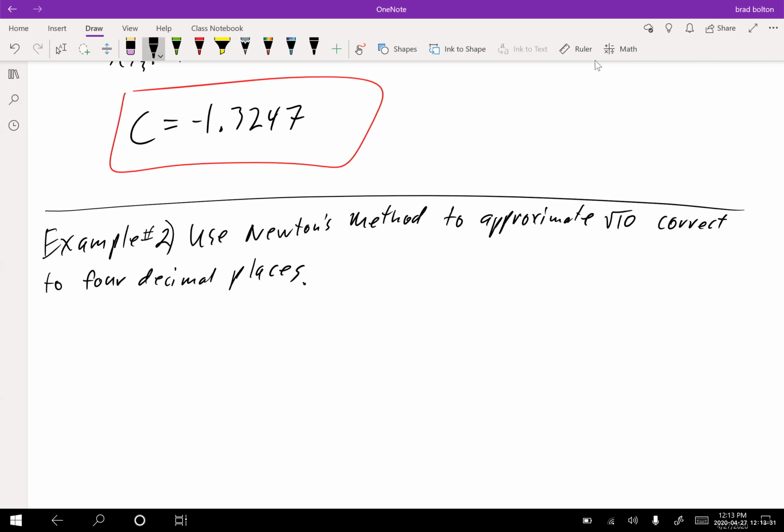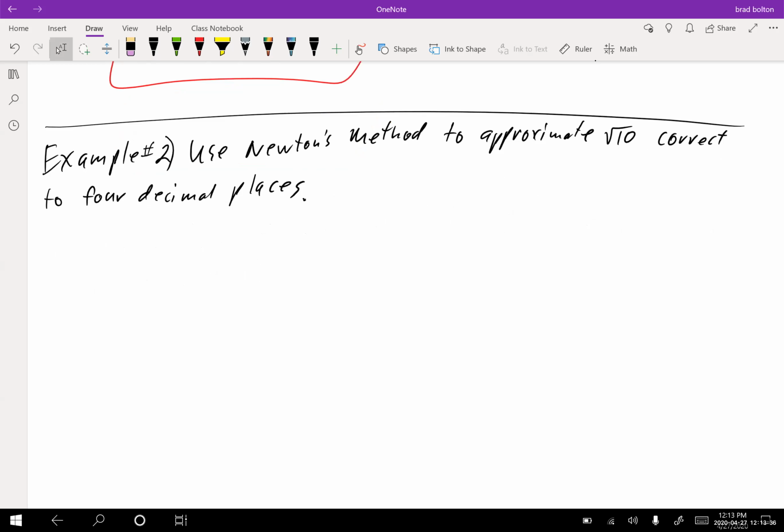Okay. So what we're going to do is think about how the square root of 10 came to be. Where did it come from? Well, it had to be originally solved as x equals the square root of 10, okay? Because we're trying to think of roots here, right? So how can we turn the square root of 10 into a root?